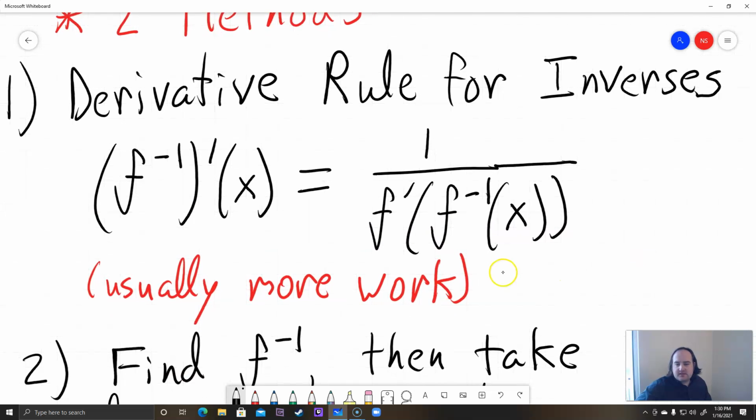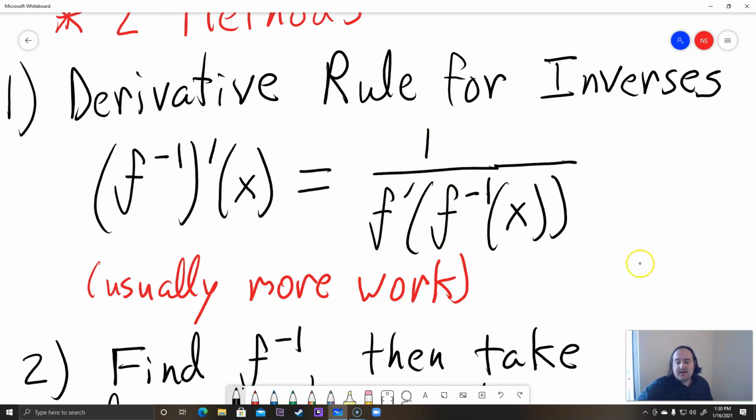In those cases, if you have a special problem where you have to use this, which are very rare, basically you would find the inverse, then take the derivative of the original function, then plug the inverse into the derivative of the original function, and then take the reciprocal.